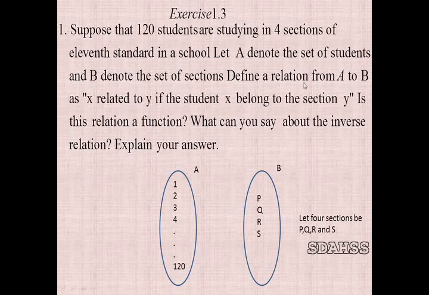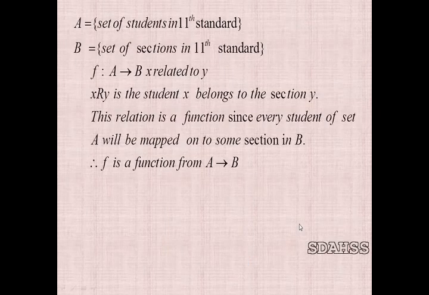Here we define a relation from A to B. X related to Y if the student X belongs to the section Y. A means the set of students in 11th standard, B means the set of sections in 11th standard. F is defined from A to B. X is related to Y if the student X belongs to the section Y.